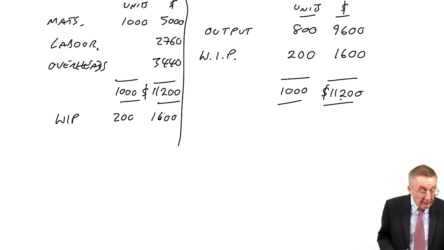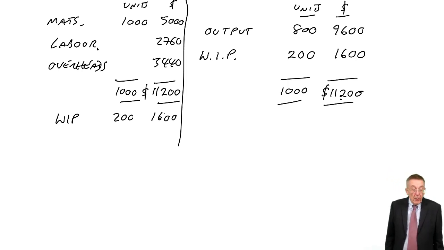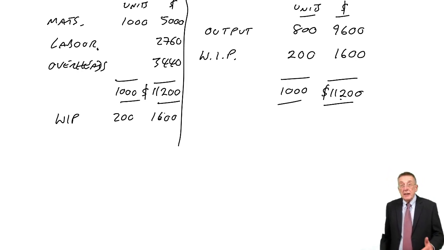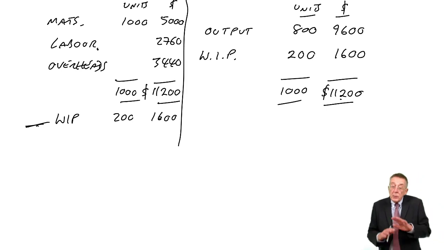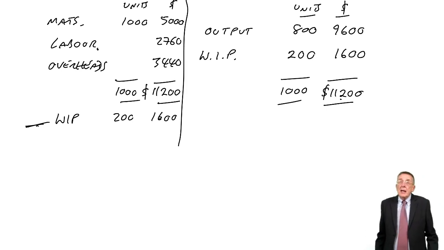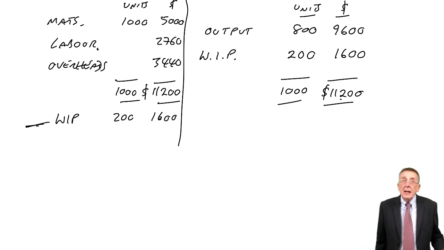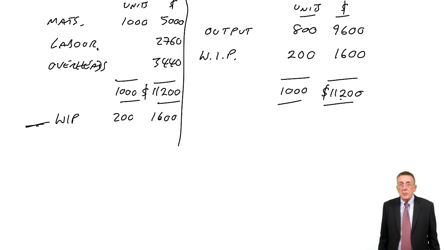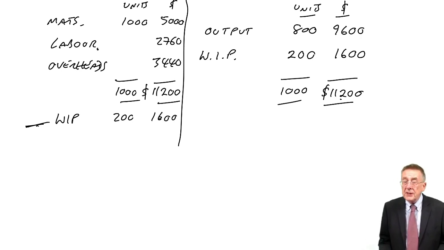So there we are. That's work in progress. The only thing is, though, this one, there was no work in progress at the start of this month. There will be at the start of next month, but there was none at the start of this month. And if there is work in progress at the start of the month, then it just gives us a little bit extra complication, particularly because there are 2 different ways you could be asked to deal with it.